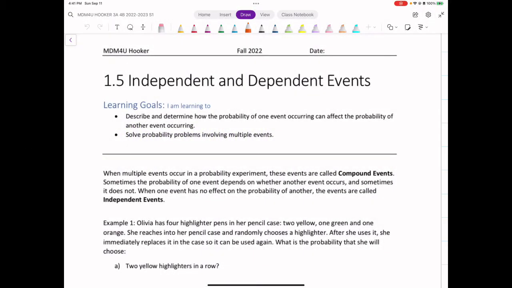Welcome to Data Management, Grade 12, MDM4U, Lesson 1.5, Independent and Dependent Events. So today's learning goals, you're learning to describe and determine how the probability of one event occurring can affect the probability of another event occurring, and solve probability problems involving multiple events.